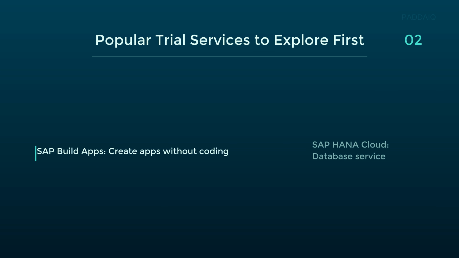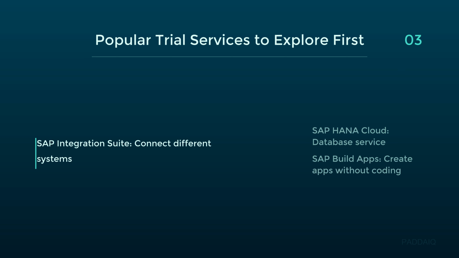This service is essential for building responsive, data-driven applications. SAP Build Apps create apps without coding. This means you can visually design and build fully functional applications without writing any code. For example, a retail store could create a custom inventory tracking app for employees to scan items and update stock levels instantly. This empowers teams to solve business needs quickly and efficiently.